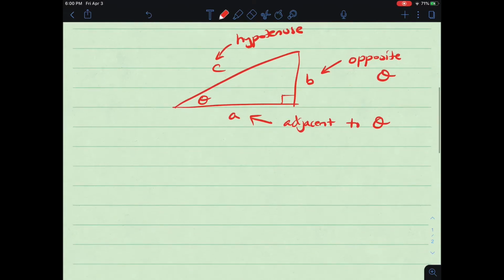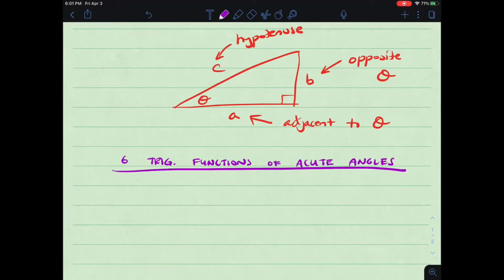Let's go right into our 6 trig functions. So in geometry, you probably learned 3 of the trig functions, right? Sine, cosine, and tangent. There's actually 6 in total that we're going to be looking at today. The 6 trig functions of acute angles.